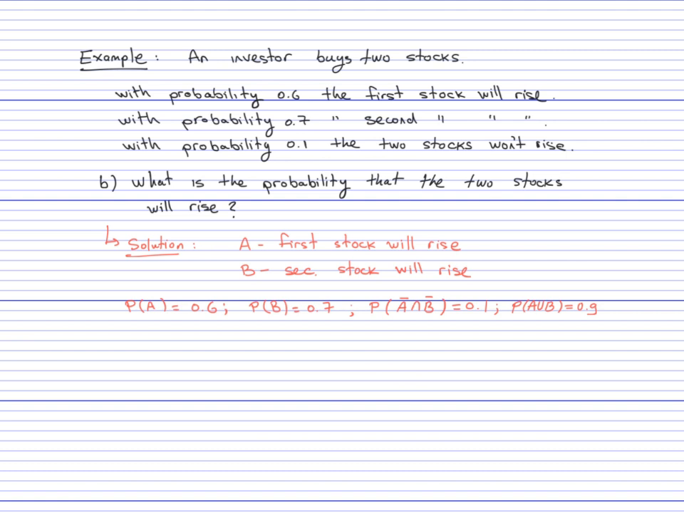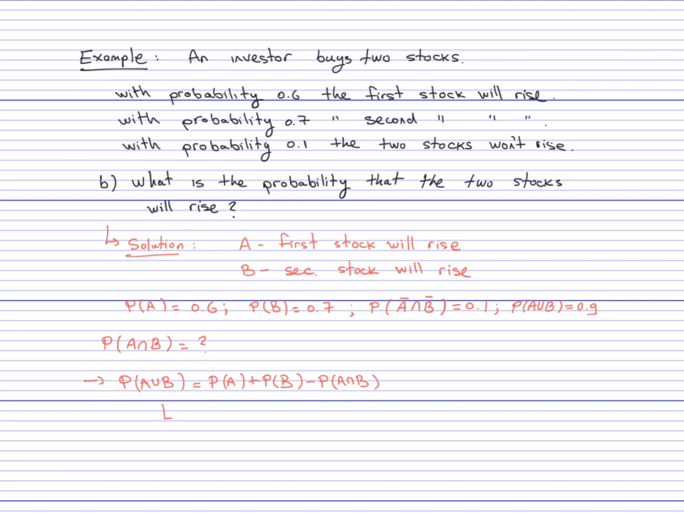Okay, let's continue with B. What is the probability that the two stocks will rise? We use the same solution as before, the same notations. And from section A, we know that the probability of A union B equals 0.9. So we need to ask ourselves, what do we need to compute here? Saying that the two stocks will rise means that we want to compute the probability that the first one will rise, A, and also the second one, B. That's the question. Now, according to one of the properties that we saw in class, the probability of A union B equals the probability of A plus the probability of B minus the intersection.